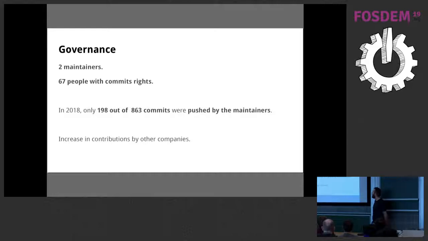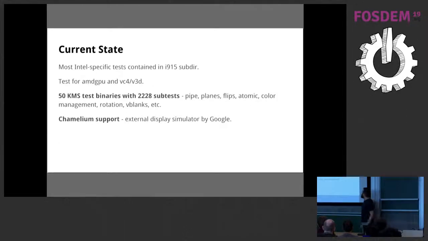We try to be as open and as non-limiting to people as possible, and this has proven to work pretty well because we haven't had any serious incidents. There were a couple of accidental pushes, someone forgot to add reviewed-by tags, but other than one or two reverts, there was nothing really worth mentioning. So people are generally trustworthy. We haven't had to revoke any rights or anything like that. And we see quite a bit more contributions by companies. AMD, for example, was working on color management in KMS. And that's quite nice. Bootlin is working on Chameleon, so more on that later. So, current state.